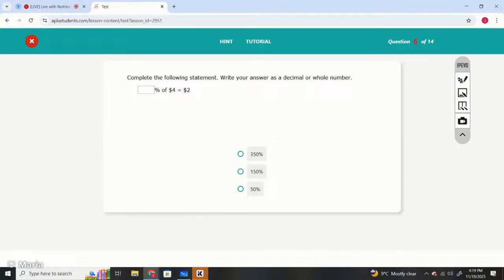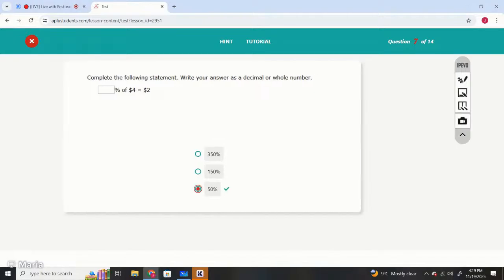Complete the following statement. Write your answer as a decimal or whole number. So what percent of 4 is 2? 50% of 4 is 2.